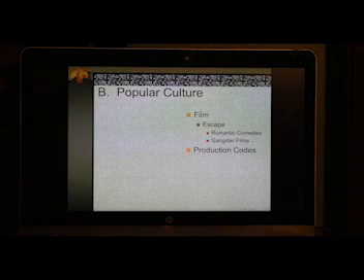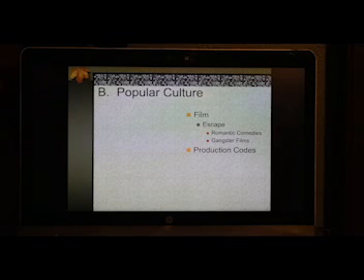Popular culture. Radio and films provided an escape. In the films, you had big classics like Gone with the Wind and Wizard of Oz, and huge musical numbers like Top Hat and Broadway Melody that allowed people to escape daily life.